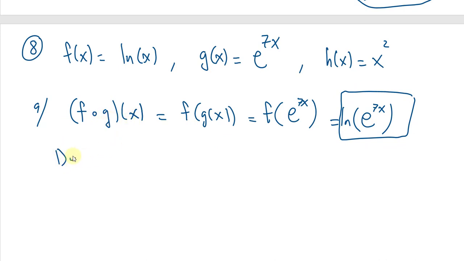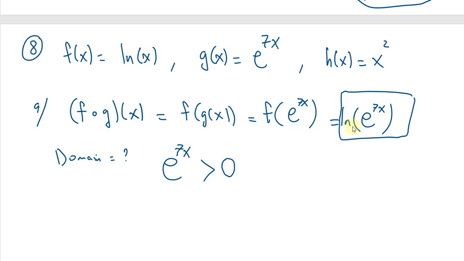Now, what about the domain? Remember, for the domain of any ln, any log function, the argument inside has to be bigger than 0. So you know that e to the 7x has to be bigger than 0, and you need to solve for x.